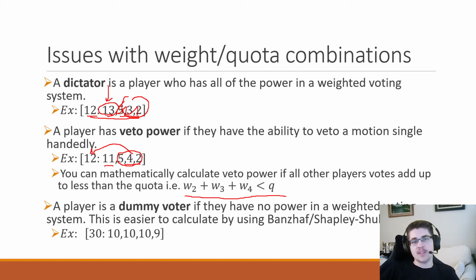But let's look at another example for a dummy voter. Let's say we had 4 voters, with votes 10, 10, 10, and 9. We're all trying to make it to the quota of 30.